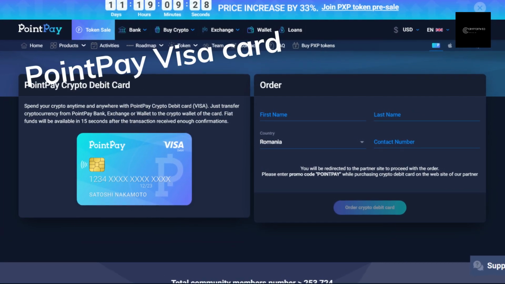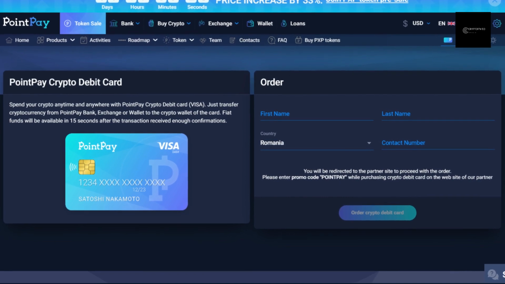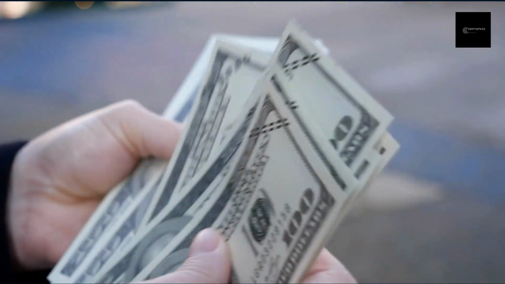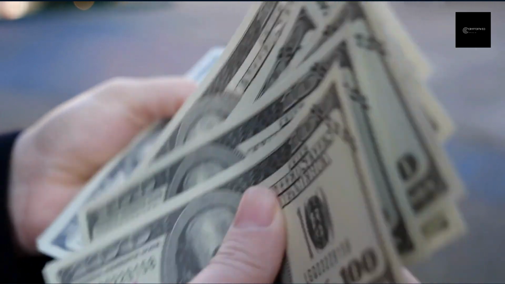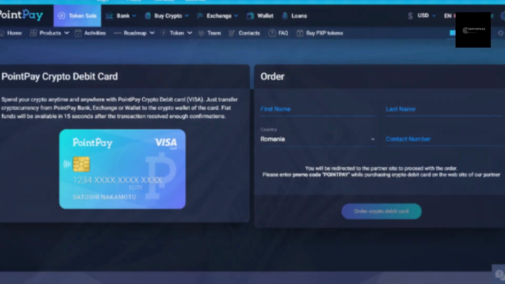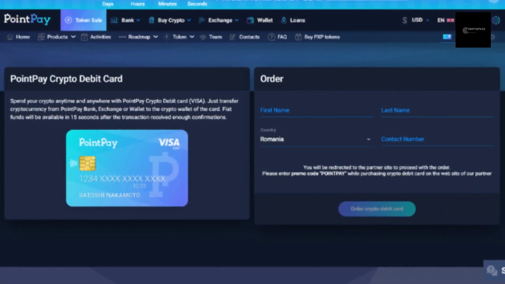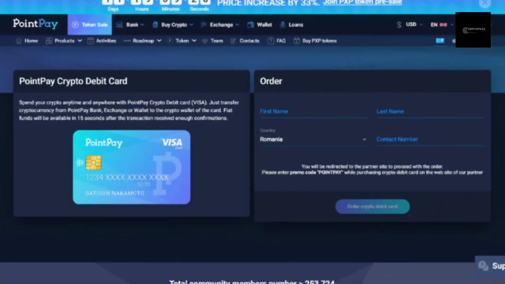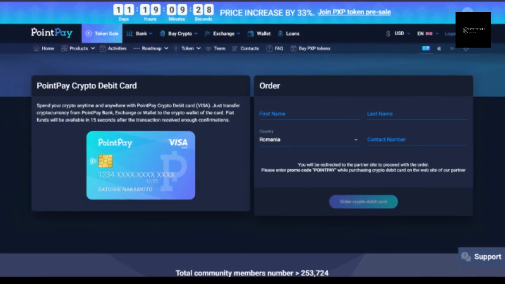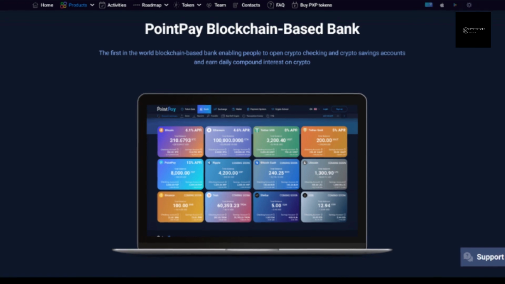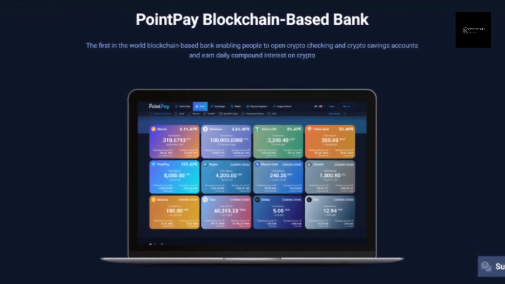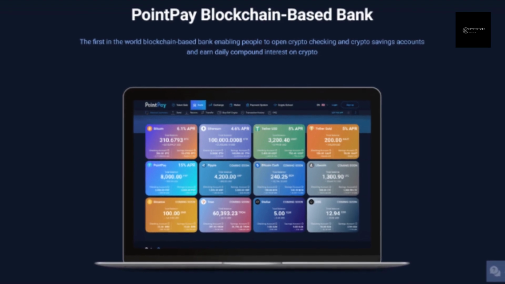The PointPay Visa Card. Every crypto enthusiast needs to spend their earned funds. Therefore, users of the PointPay platform can easily order a Visa debit crypto card to spend their crypto assets. So, in order to spend cryptocurrencies with the PointPay Visa Card, users need to transfer their digital assets from their PointPay bank account, PointPay wallet, or cryptocurrency exchange into the card wallet. Once the transaction receives enough confirmations, the funds will be available for spending.